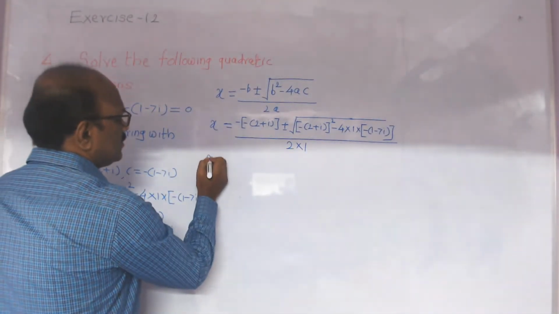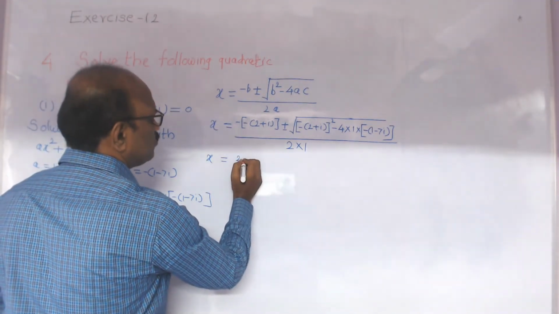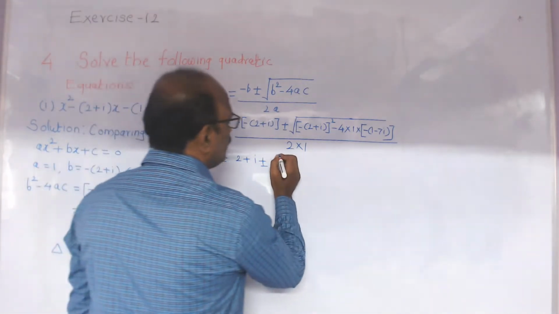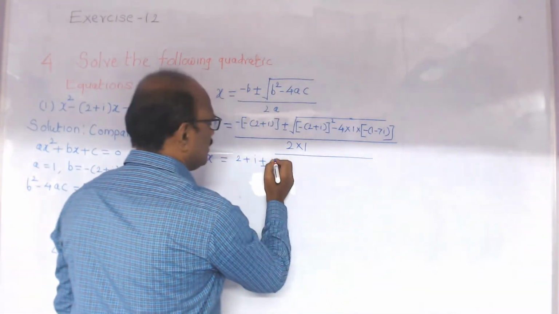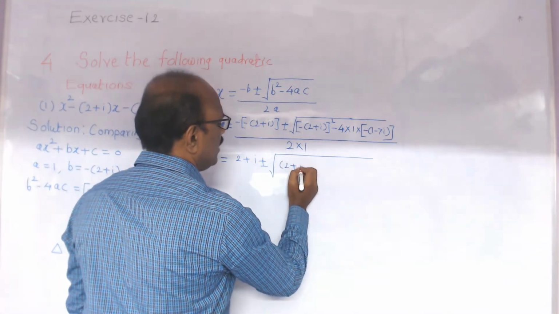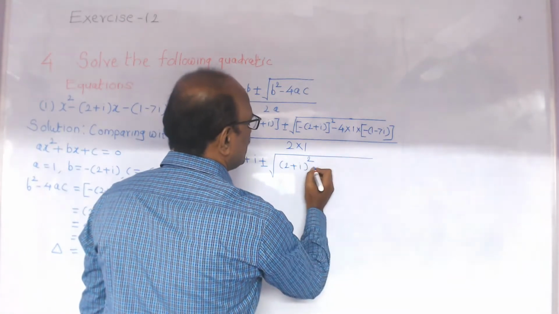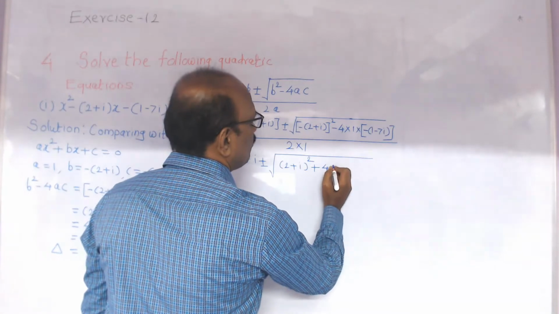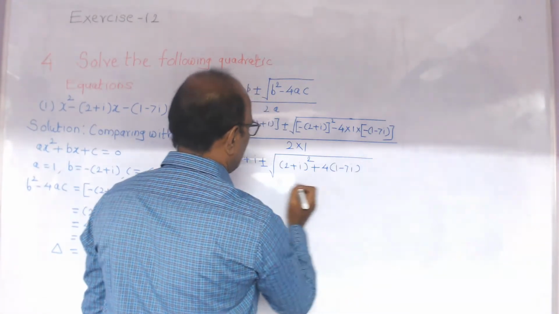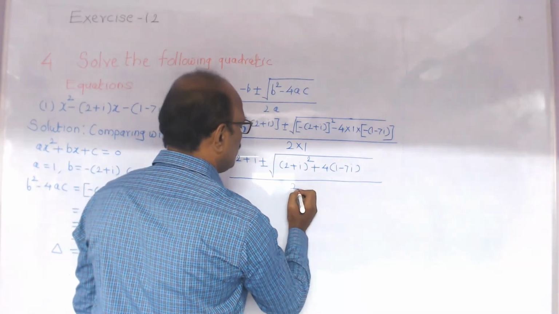So this x is equal to minus b plus or minus the square root of (2 plus i) squared, and minus 4 times 1 times (1 minus 7i), and this whole divided by 1 into 2, which is 2.